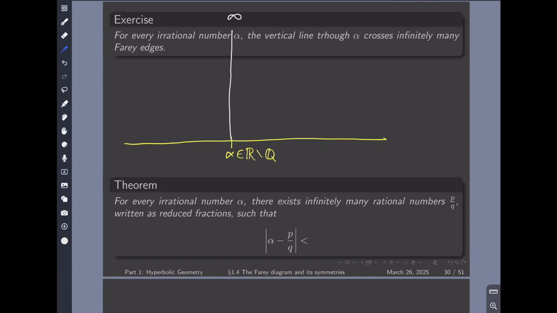What happens if it intersects only finitely many? If it intersects only finitely many, there is one that is kind of the closest one. I mean, if I orient from infinity to alpha, and there were only finitely many, there would be a last one. Then these two have a naive addition, but then it crosses one more. So, quite easy.